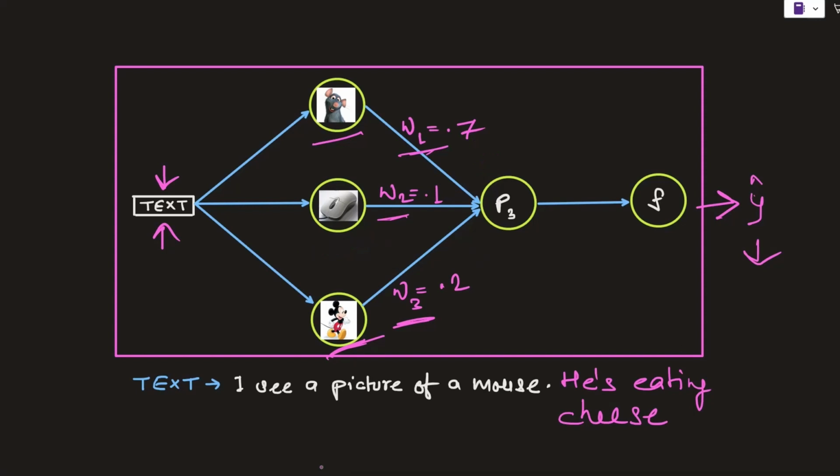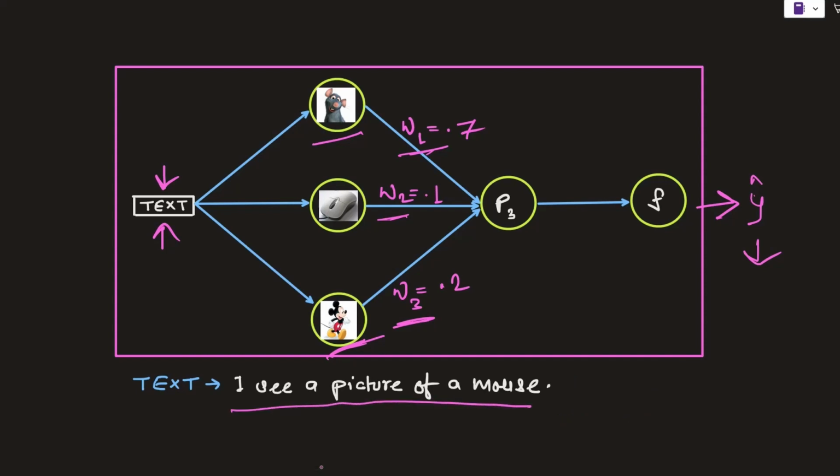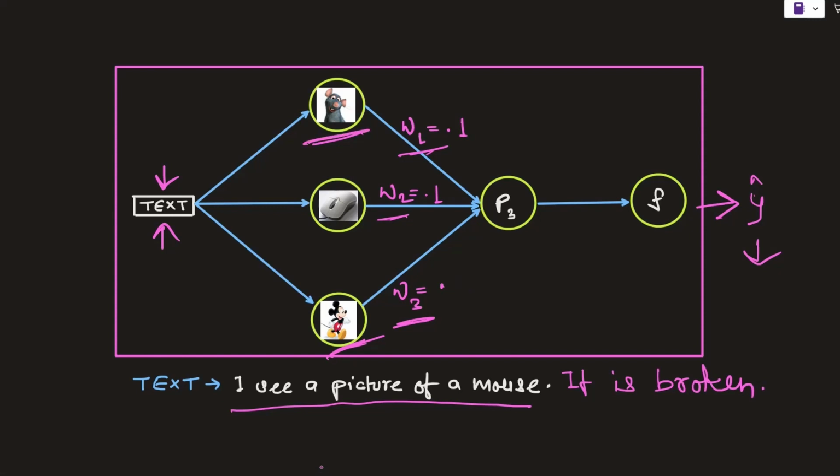Let's try to make more changes to this text. Okay, so I will erase this and let's say this time our input is "I see a picture of a mouse" and next I will say "it is broken." So obviously this value for this particular mouse will be reduced because it does not make much sense for this mouse to be broken. The value for this particular perceptron as well will be changed. And since this mouse being a computing peripheral, there is a high chance that you might see it broken, right? So this will have the maximum weight and this will have the maximum say in the final output as well.